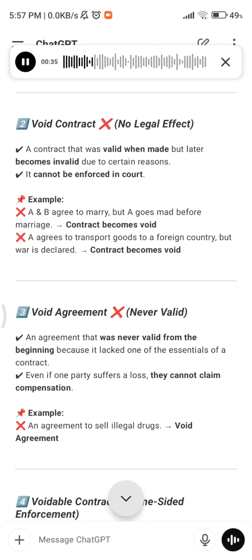A contract that was valid when made, but later becomes invalid due to certain reasons. It cannot be enforced in court. Example: A and B agree to marry, but A goes mad before marriage. Contract becomes void. A agrees to transport goods to a foreign country, but war is declared. Contract becomes void.